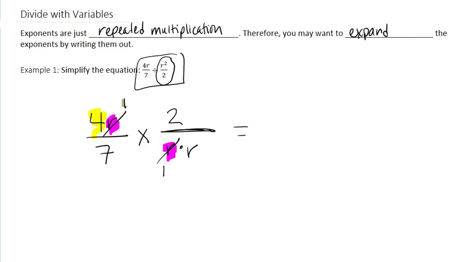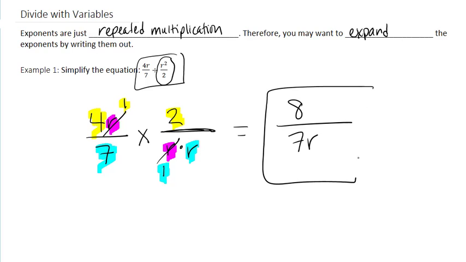So we have 4 times this 1 times 2. And then on the bottom we have 7 times 1 times r. So that gets us to 4 times 1, which is 4, times 2, which is 8. 7 times 1 is 7, times r is just 7r. And this would be our answer for this problem. So let's go ahead and do another example.